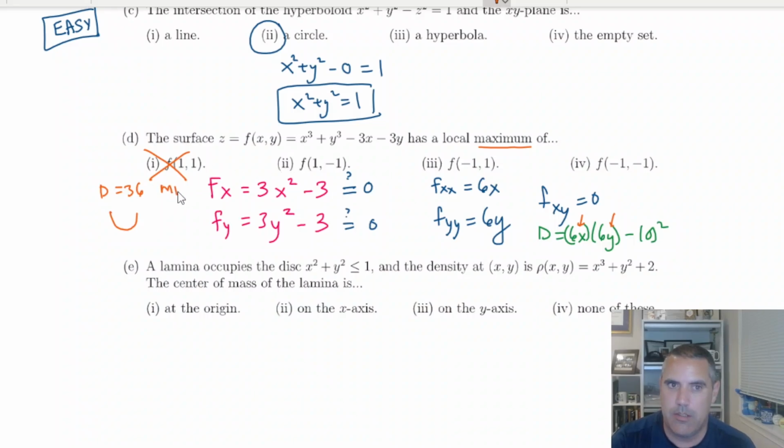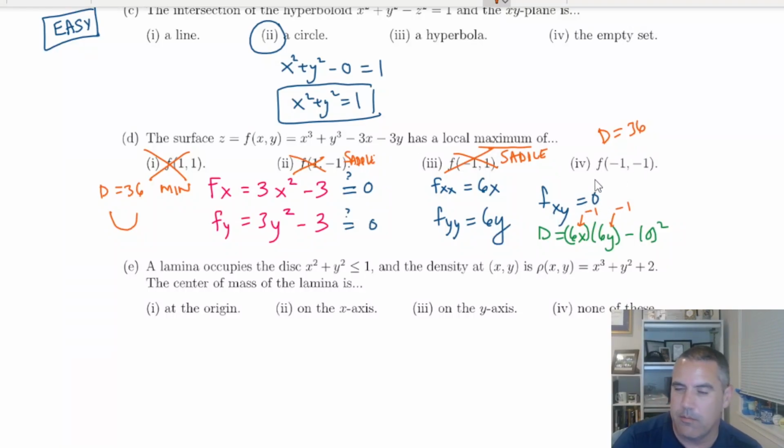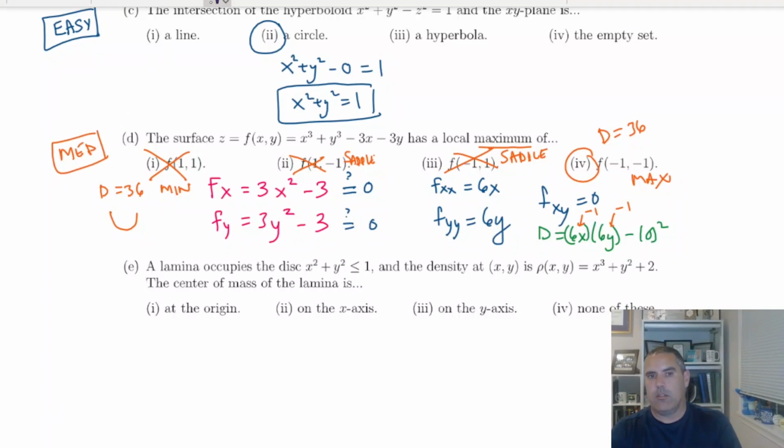So this was a min, this was a saddle, this is also a saddle because you're going to get a negative and a positive, so -36. It's got to be that one. You put in a -1, a -1, you get that D is positive 36. And then the second partials are negative. It's concave down in all directions. That's a max. So I don't know, I feel like that's medium difficulty at most. It's definitely something we can do.